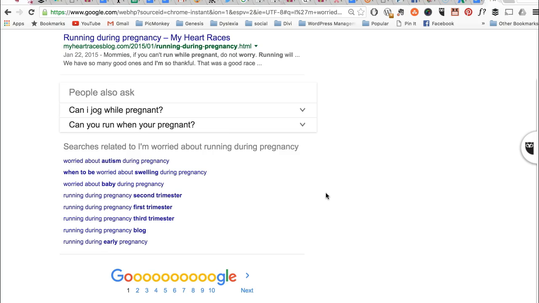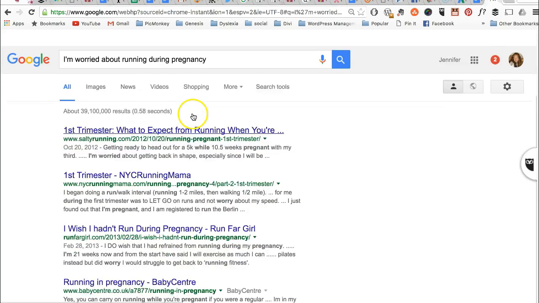I find the keyword phrases using the keyword tool, and then I try and figure out how to put the best one together, and I search it. I mean, this is your competition. So if somebody is searching for this, you want to be able to show up. And here's "running during pregnancy blog," and it says people are searching for that, but you can't count on somebody putting the word blog at the end of your post.